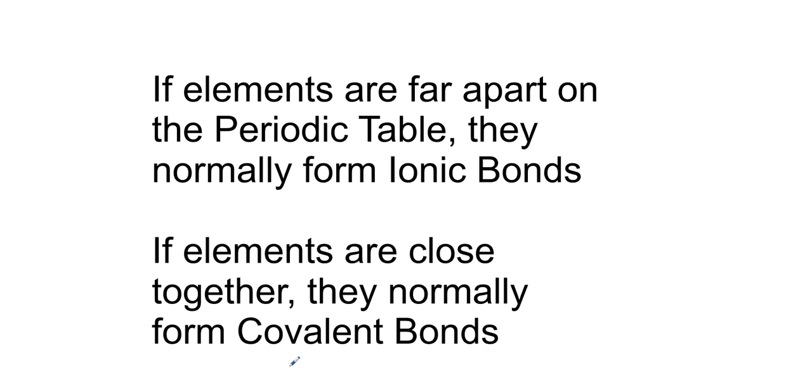Now, how do we recognize whether it's covalent or ionic? Well, a simple way to do it is if you look at the periodic table, if you find that the 2 atoms involved are far apart, they probably form ionic bonds. And the reason is if they're far apart, one of them clearly wants to lose electrons and one of them clearly wants to gain electrons. However, if the elements are fairly close together on the periodic table, nobody is really strongly desiring to lose or gain an electron. Therefore, they probably share them and form covalent bonds.